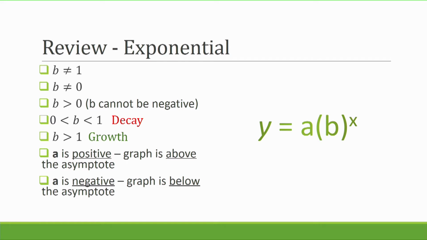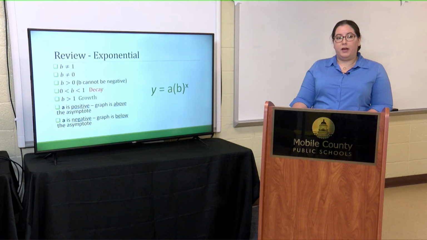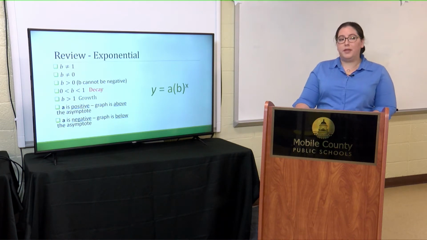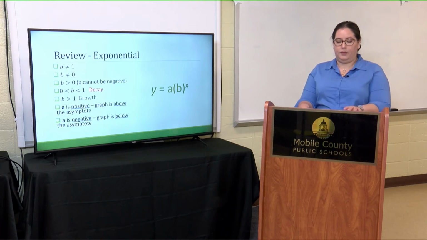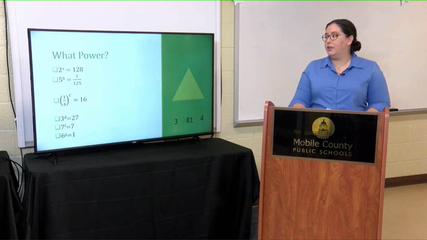imaginary. So last week we also talked about the difference between decay and growth. Decay was when b was between 0 and 1, and growth happened when b was greater than 1. And then A, for any parent graph, is our initial value. If it's positive, it's going to be above the asymptote, and if it's negative, it's going to be below. Right? So I want you to be thinking about these.